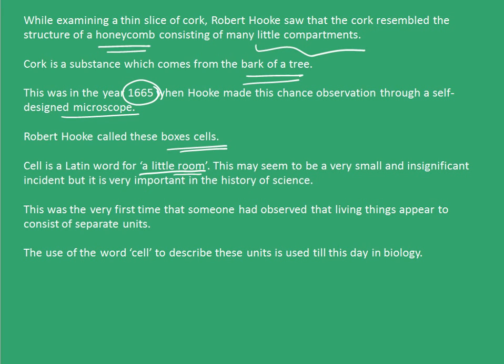This may seem to be a very small and insignificant incident, but it is very important in the history of science that the discovery of cells was made. This was the very first time that someone had observed that living things appear to consist of separate units. The word cell to describe these units is still used in biology.